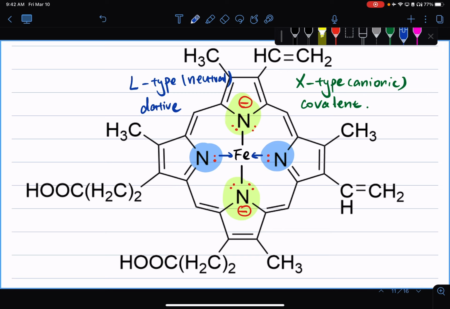All right. And then if we're looking at that iron center there, apparently it has an iron 2 because we have 2 anionic ligand binding onto the iron center. So the iron 2 will have the d electron count of 6.